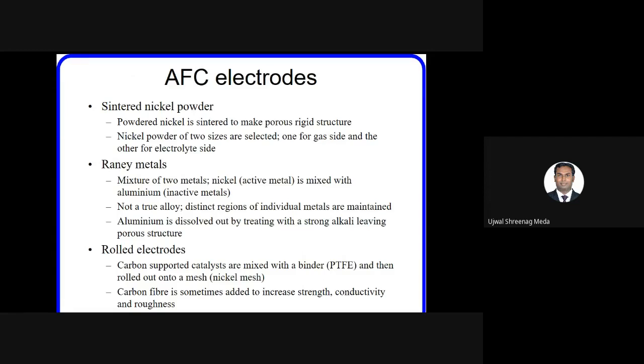Okay, with that, let's proceed to the electrodes. Let's learn a little more information about the electrodes. Coming to the electrode, we just realized that nickel is a potential candidate. However, how is it fabricated? Are there any different types of electrodes based on this nickel alone? That is what we are going to learn now.